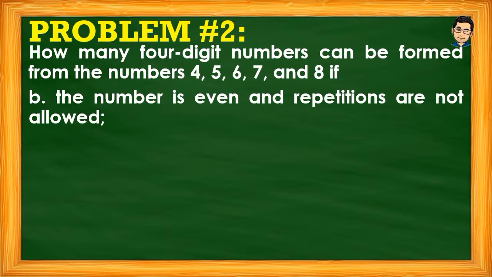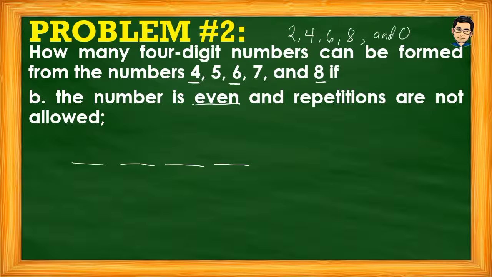Next, for letter B, the number is even and repetitions are not allowed. Okay. So dito po, based sa given statement natin, the number is even. So, malalaman natin na ang isang number ay even kapag nag-e-end siya sa 2, 4, 6, 8, and 0. So, ilan ang bilang ng even numbers natin? So, ayan, 4, 6, and then 8. Okay. So, ibig sabihin, tatlo ang pwede nating ilagay dun sa last digit. Okay. So, sa last digit po natin yun ilalagay.